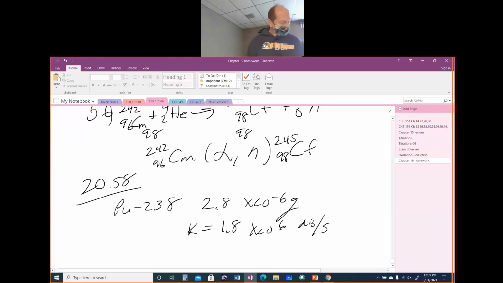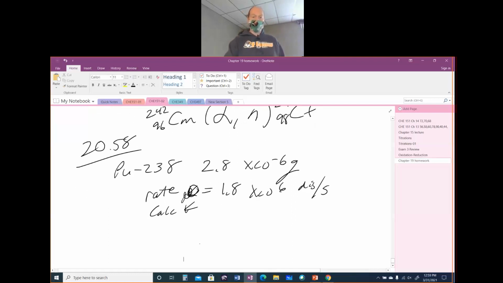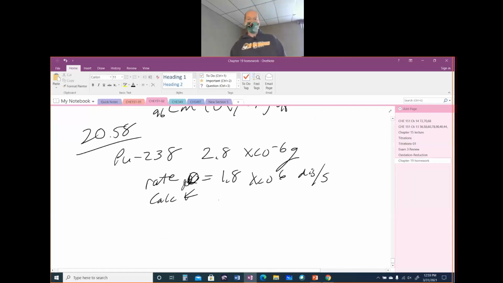So that is the rate, not K. That is not the rate constant. What is the decay constant? The question is, calculate K, in units of 1 over seconds. So, first order rate law: rate is equal to K times N_t, where N_t is the nuclei at that time.